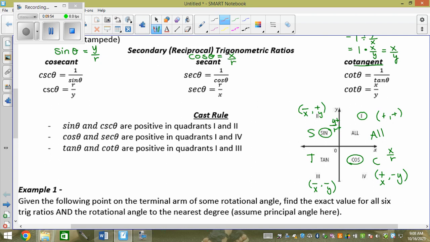Correct? Well, tan is going to be negative because it's y divided by x, which is negative divided by positive, right? So it should reason itself through CAST. It shouldn't just be something memorized. You should understand why it is the way it is. Okay.